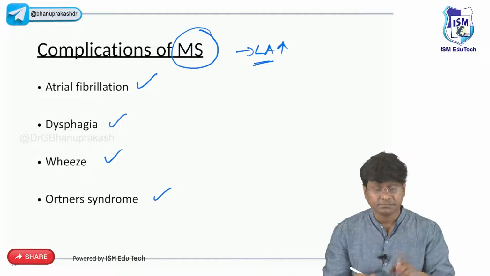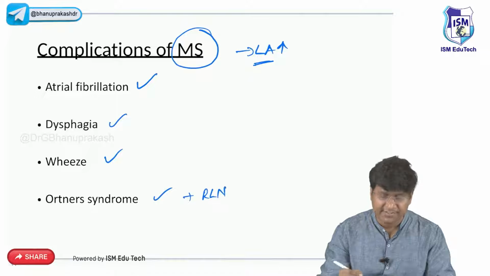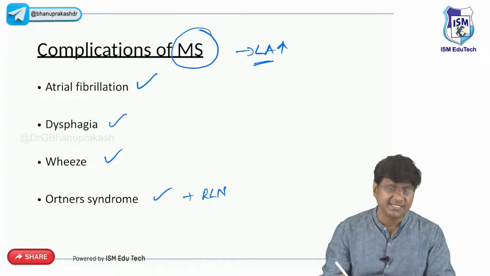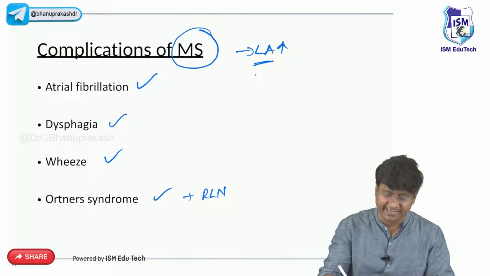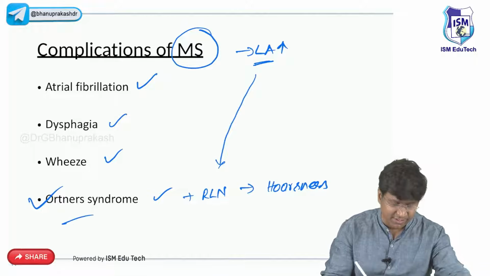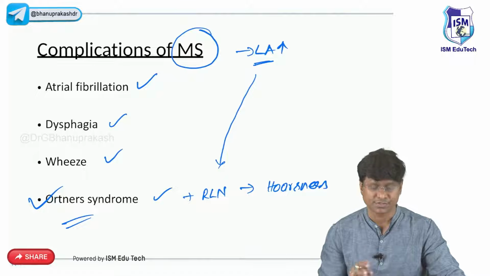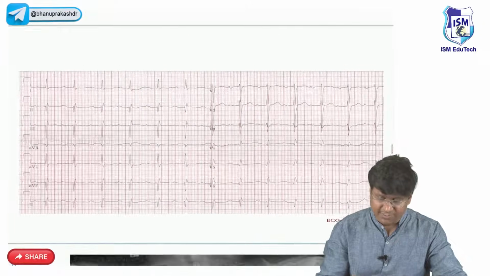And this enlarged left atrium will also cause the compression of the recurrent laryngeal nerve. And once there is compression of recurrent laryngeal nerve by enlarged left atrium, there can be the hoarseness of voice, which we call the Ortner syndrome. So these are the complications of the mitral stenosis. Now you need to know how to diagnose this mitral stenosis.